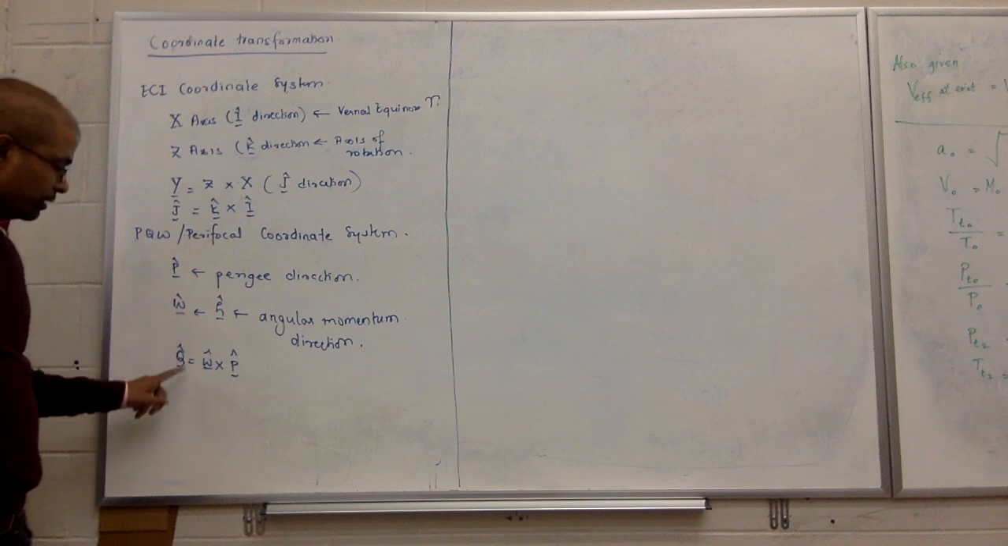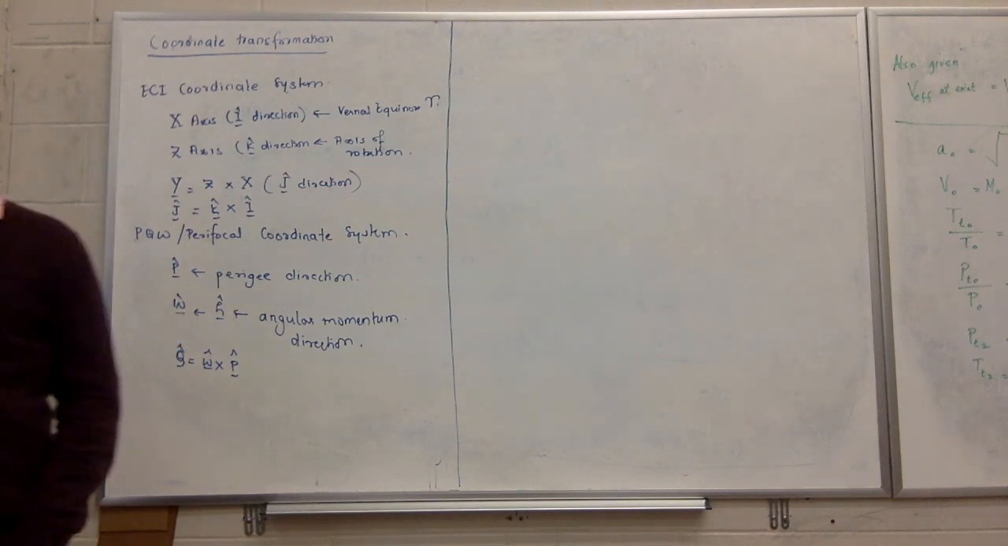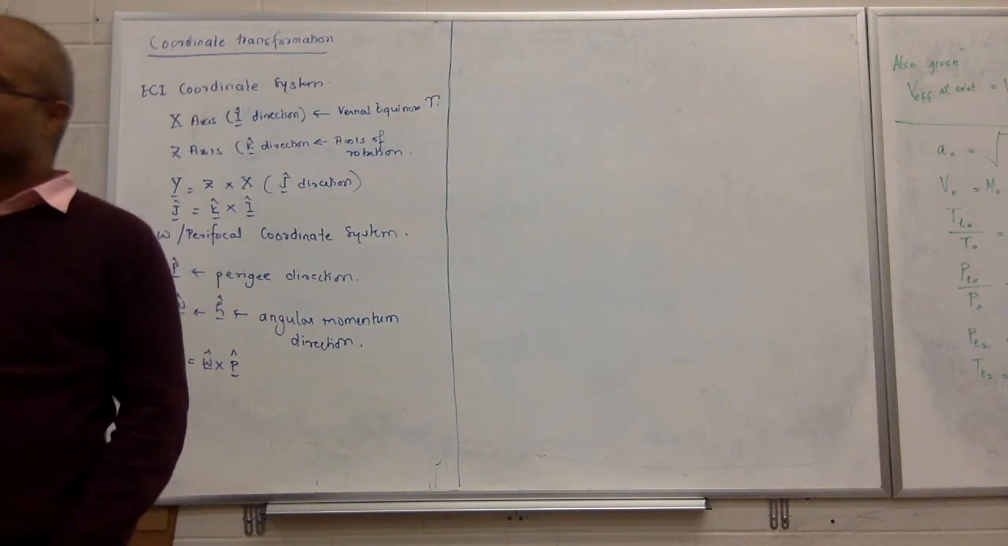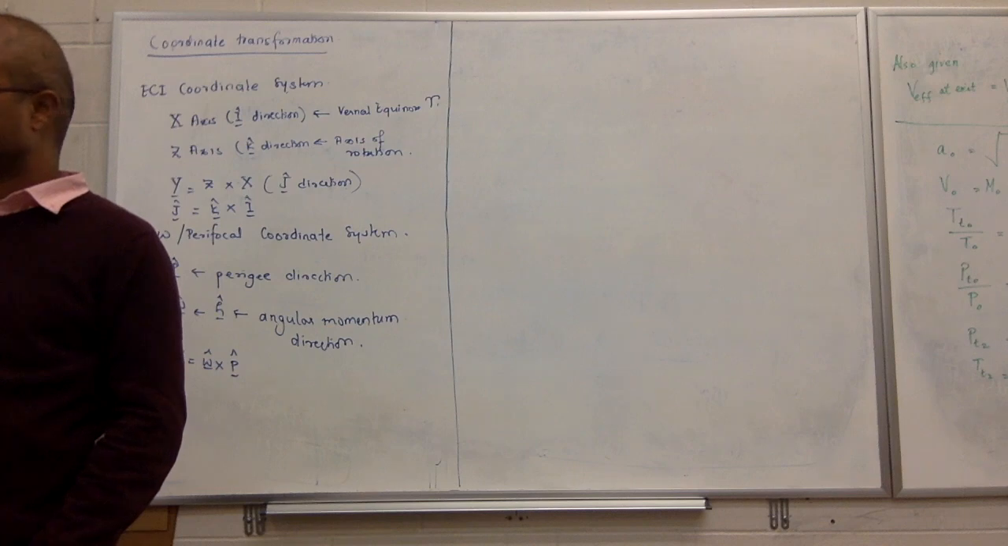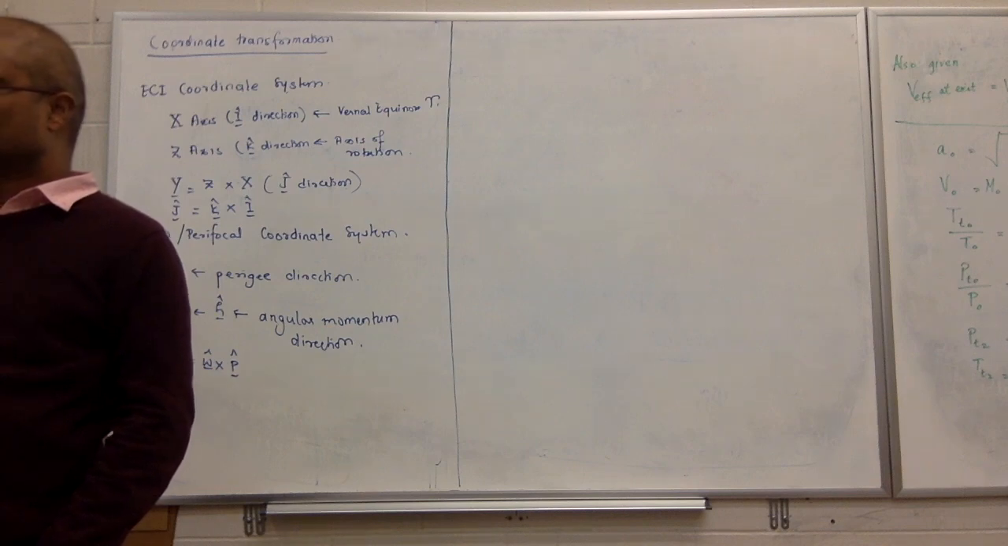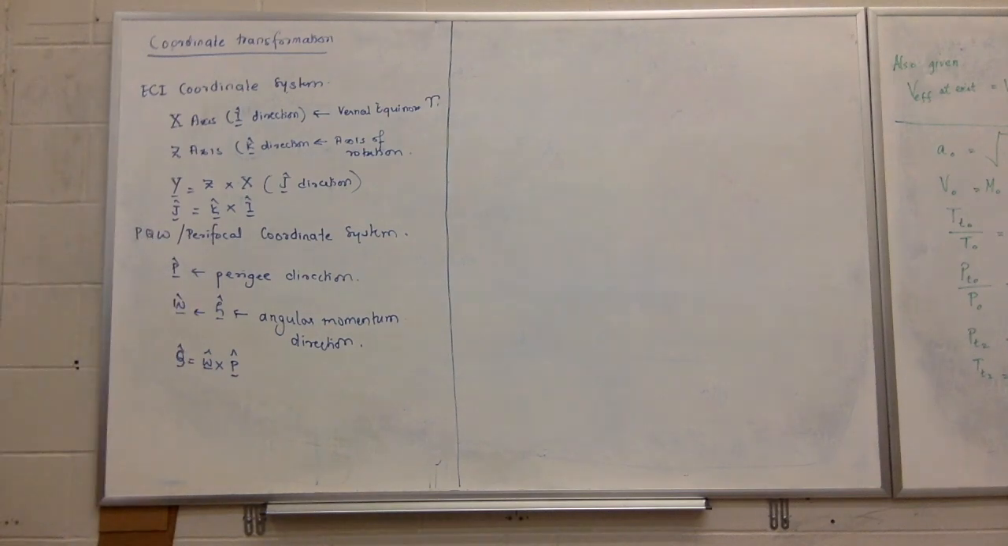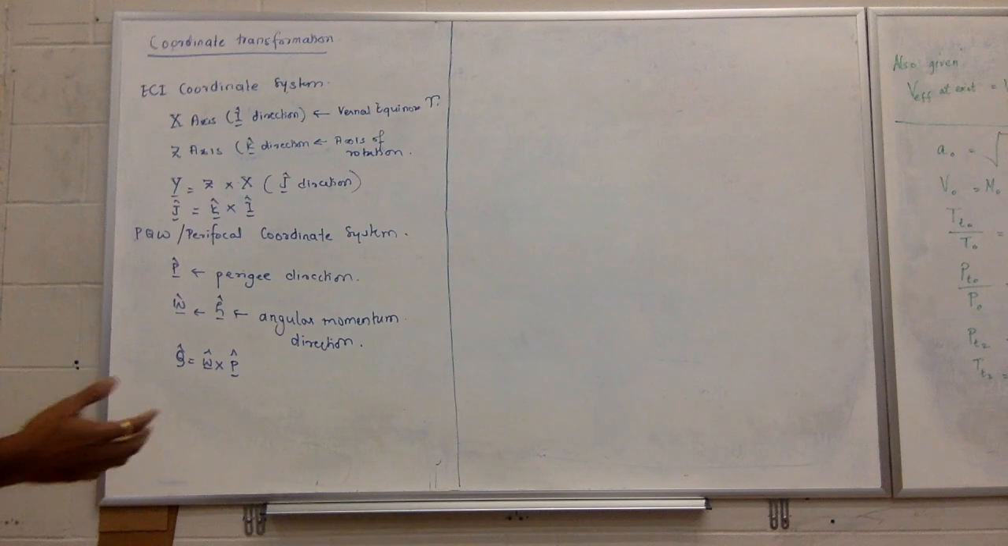This Q will be in the plane again, perpendicular to both W and P. You understand? Now, you see this R, it's a vector, right? R is the position vector.